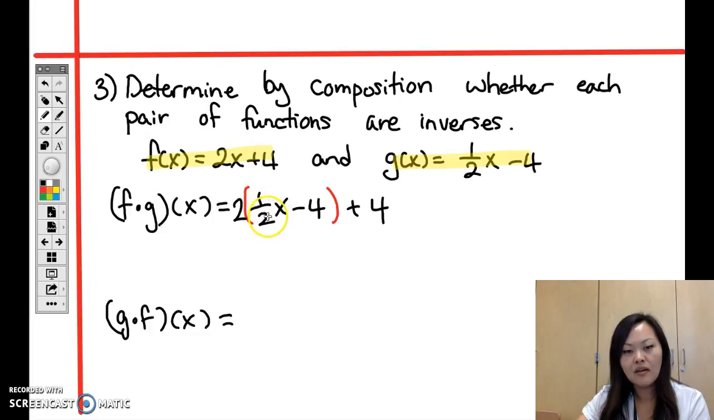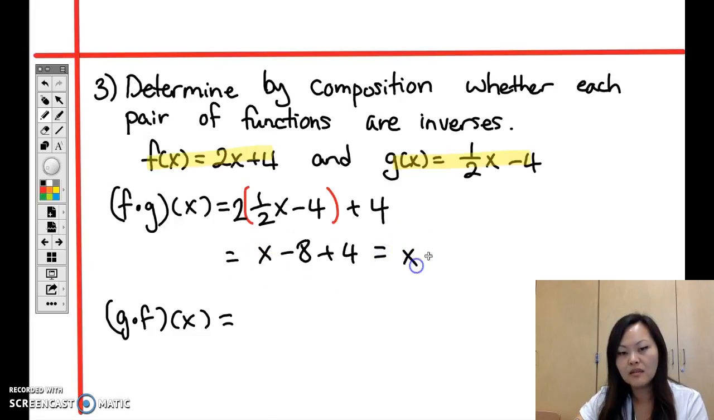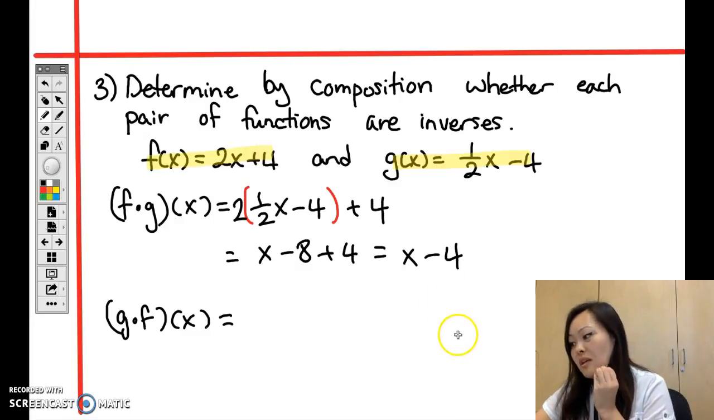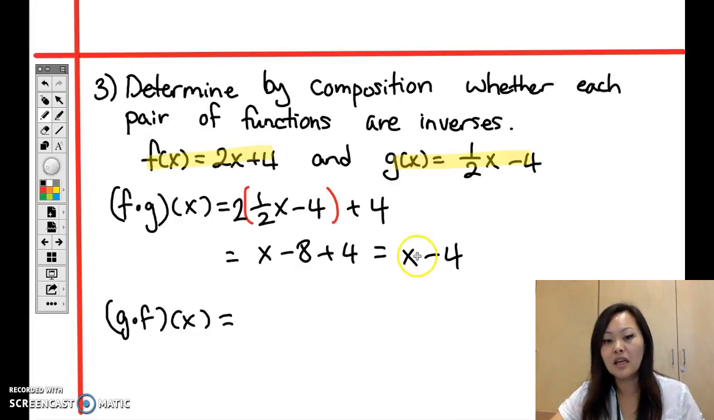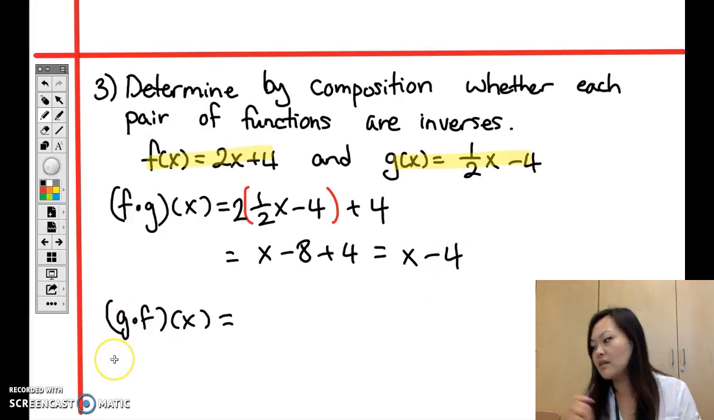So let's do this. 2 times 1/2 is 1, so that's x. 2 times negative 4 is negative 8, and then plus 4. So that's going to be x minus 4. We already know that these are not going to be inverses, because instead of getting x, we got x minus 4. So let's try g of f of x.